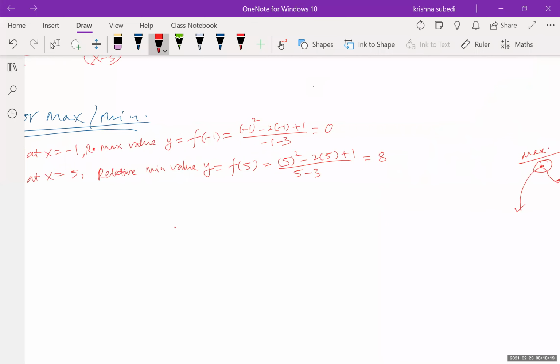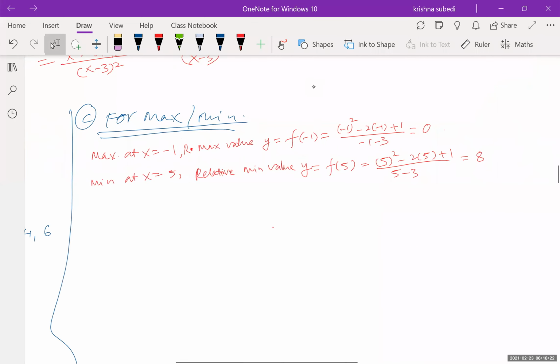But for this graph, let's see what is going on here. I want to draw the graph of this function. Let me just copy the function here. Our function is x squared minus 2x plus 1 over x minus 3. So this is the function. I'm going to pull up my graphing paper, and my graphing paper is actually GeoGebra. Let me just pull up GeoGebra, okay?